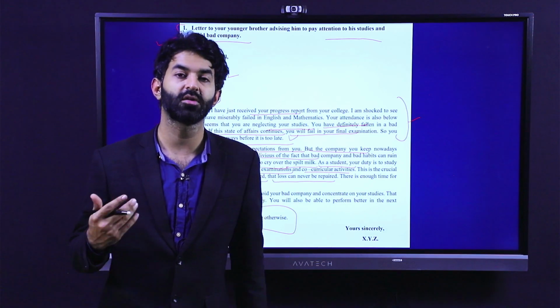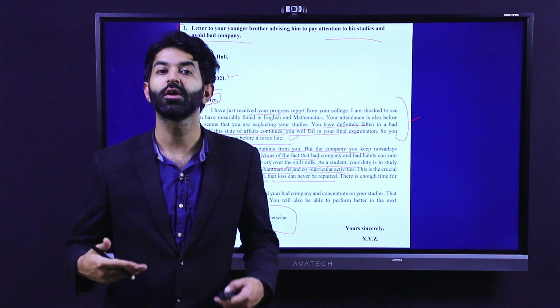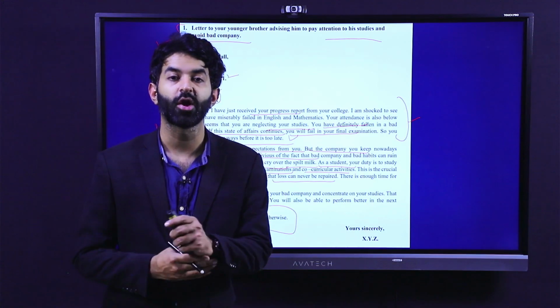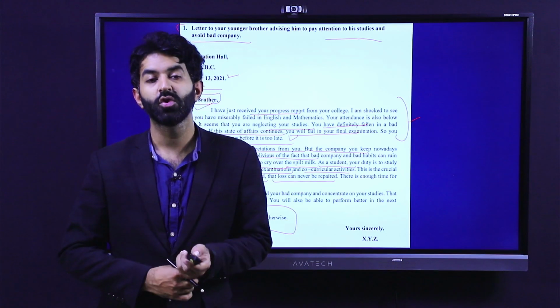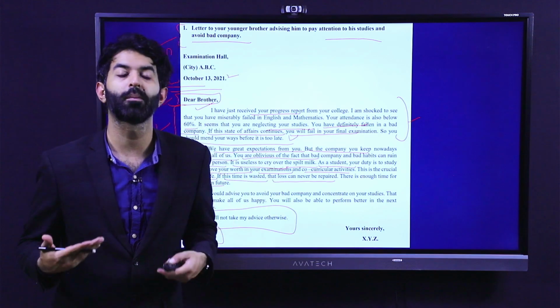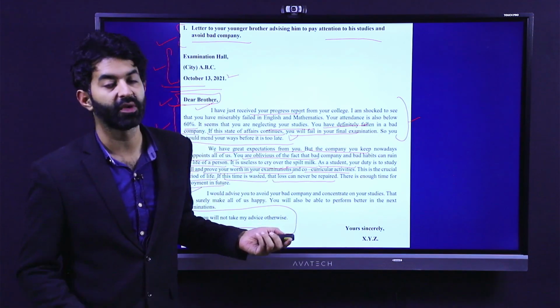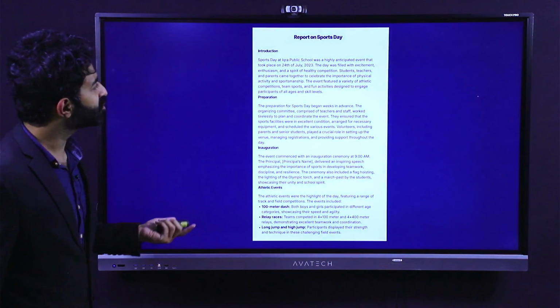Can you write a letter to your mother letting her know that you're doing good? For example, if you have fallen sick in the past, let her know that you're doing well. So you can write all of these different scenarios, these informal letters, following this pattern that we have discussed over here. All right, let's talk about reports.